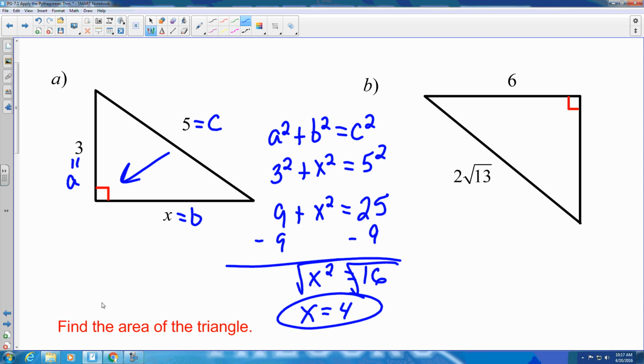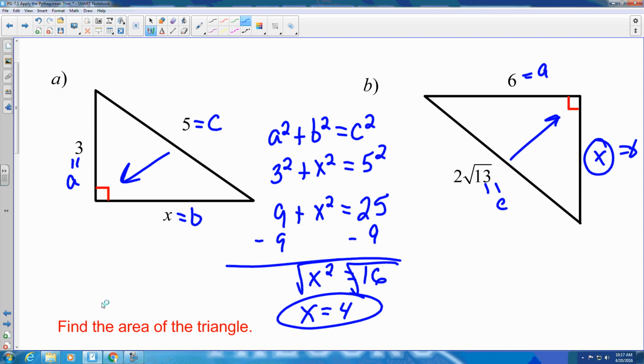For example B, again, my unknown length is right here, so I'm just going to call that x to start with. The hypotenuse, again, is the opposite of the 90-degree angle, so this is my value of C, which means that I can say this is A and this is B.